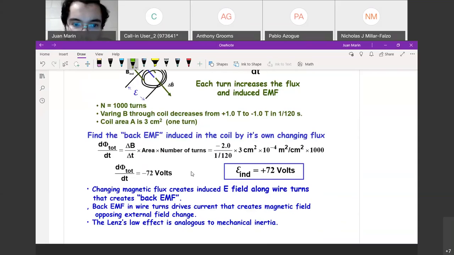So therefore, the back EMF has to be opposite to that, which is 72 volts, and it's going in the opposite direction. So that's kind of weird to think about. You have current flowing in one direction, and then you have another current, which is produced by the back EMF, flowing in the opposite direction. Okay, so this is all Lenz's law.